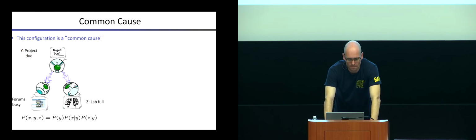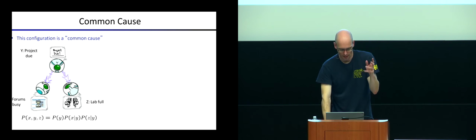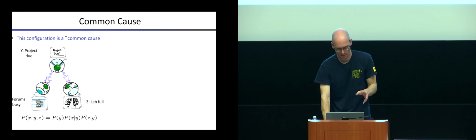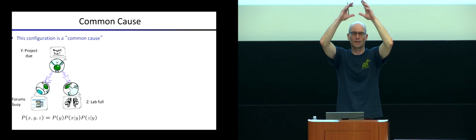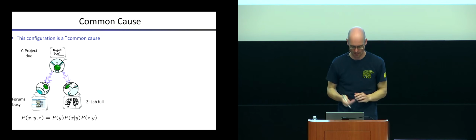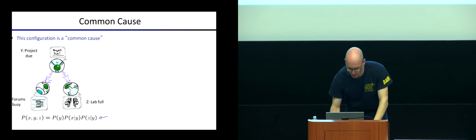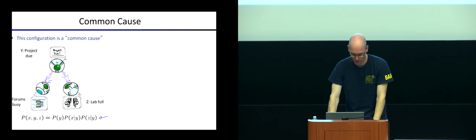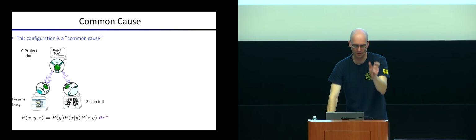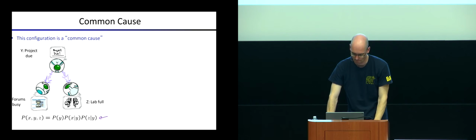Okay, let's do another one. Common cause. So maybe a project could be due or not. Then based on whether a project is due or not, forums could be busy or not, and labs could be full or not. So we have one node at the top, which might cause two separate effects. This would be the joint distribution encoded by this model shown here. We call this common cause because there are two effects that are caused by a single thing.